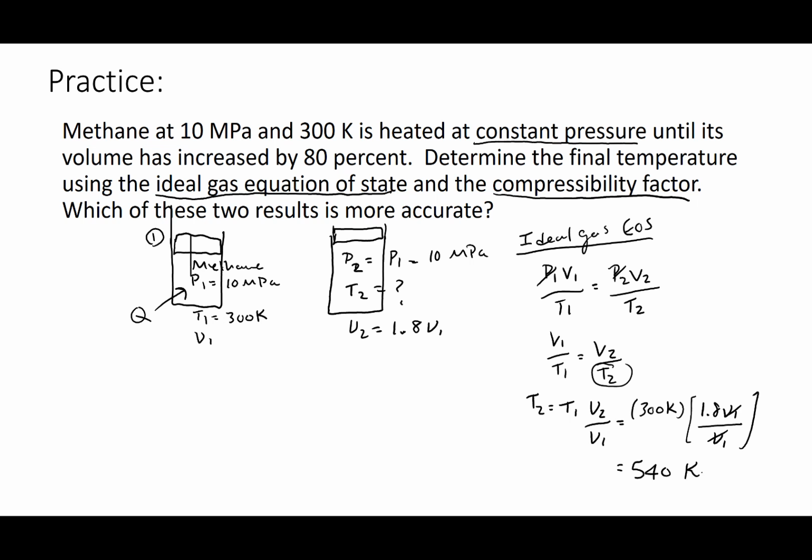Okay, so we calculated that the temperature at state 2, after the heat had been added and the volume increased, is now 540 Kelvin. Now let's calculate this using a compressibility chart. We want to solve the same problem using a compressibility chart, so what we're going to need to do is calculate the reduced temperature and reduced volume.